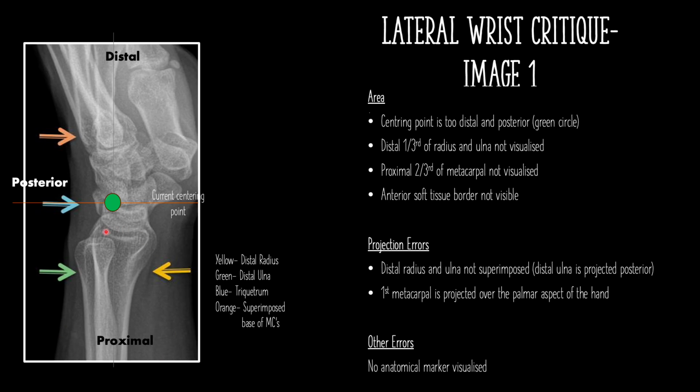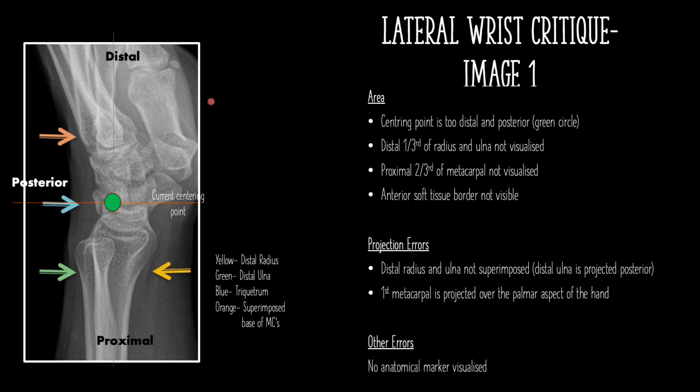It looks a lot less, and I would say that the proximal 2/3 of the metacarpals have been included. Our centering point, if we draw it out, the center of this image is definitely sitting more distal than it should. It should be directed over the radial styloid process, and this is the radial styloid process here, the distal radius, and this is our distal ulna. So our centering point definitely needs to come more proximal.